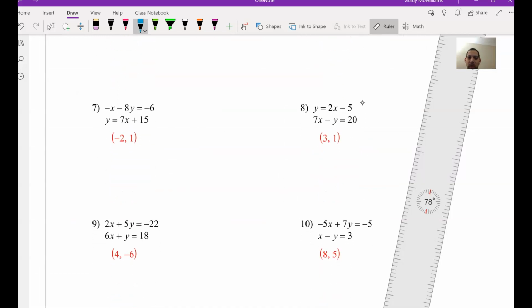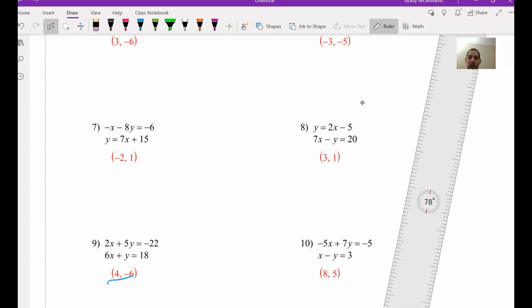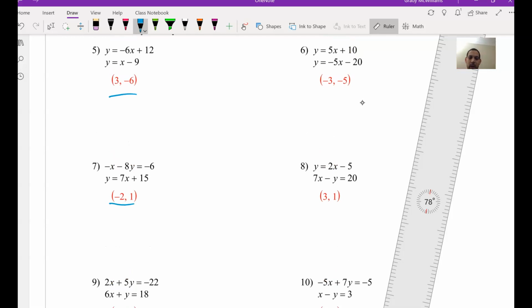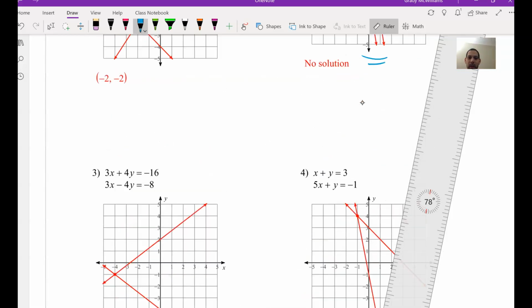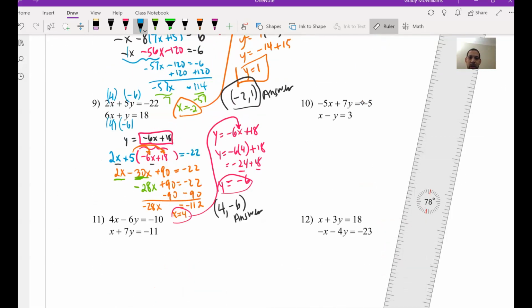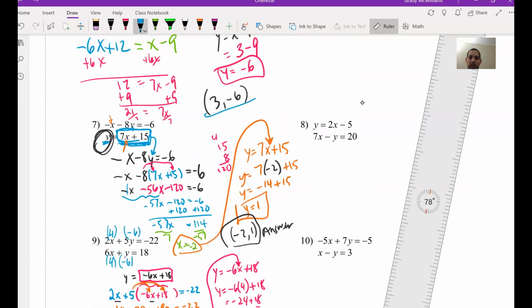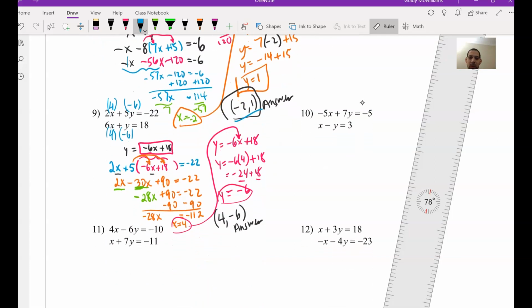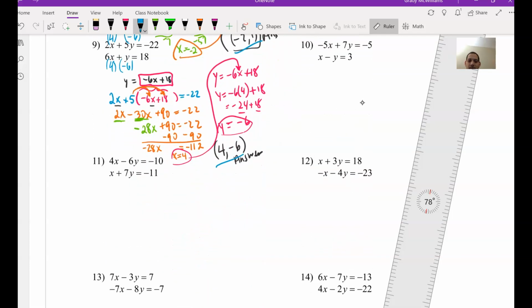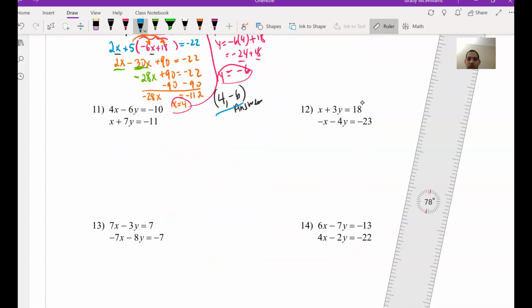Okay, number 9 I just did. I came up with 4, negative 6. Number 7, earlier we came up with negative 2, 1, and 3, negative 6. So that's all that work that I just did. Negative 2, 1, 3, negative 6. Okay, so we're doing stuff right so far. And the last, I'll do one more.